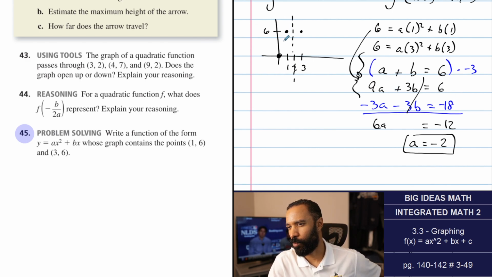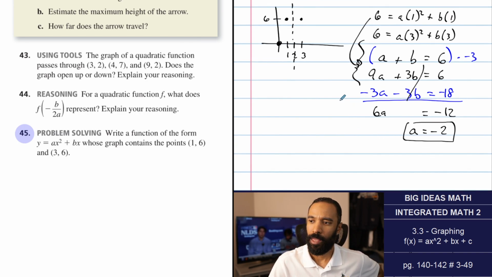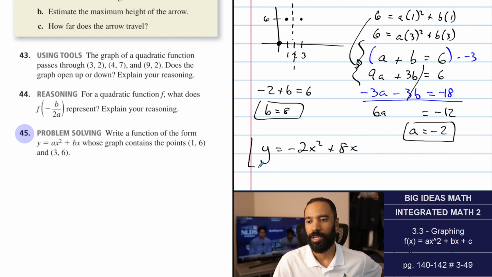I'm trying to make sure that works. Yeah, that does work. a is -2. So I'm going to plug -2 into the top equation: -2 plus b equals 6. Add 2 to both sides. b equals 8. So your equation will be y equals -2x squared plus 8x, and then the plus c is 0.